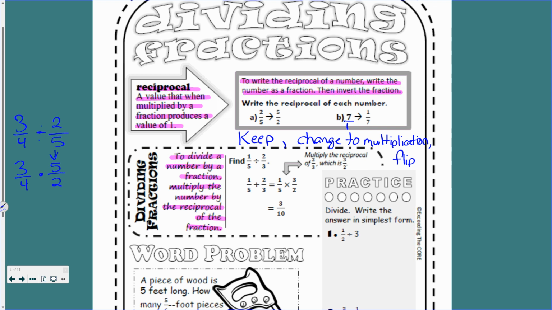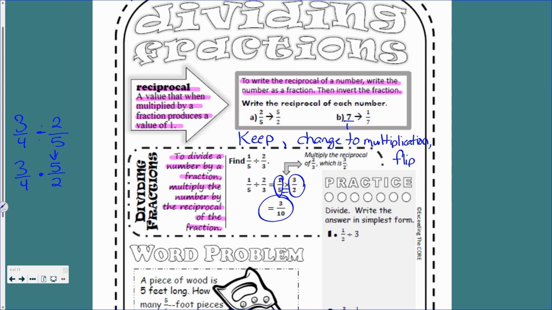So they kept the first one the same. They changed the sign to multiplication, and then they flipped the second one upside down. Does everybody see that? Yeah. That's exactly what you're doing every time. So 1 times 3 is 3, and 2 times 5 is 10, and that is the answer you get. Any questions about that?